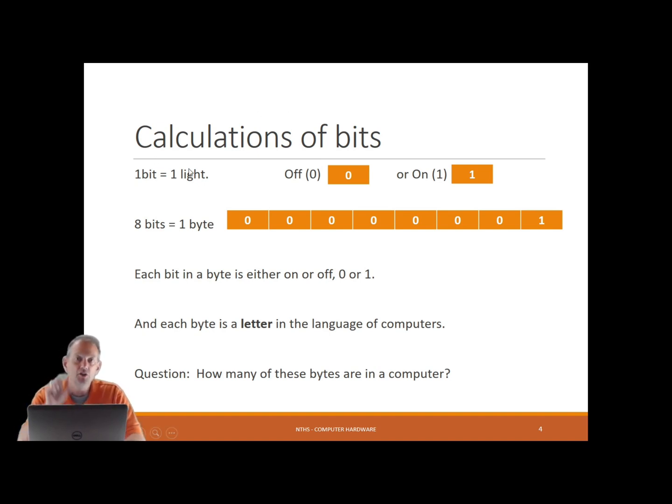So a bit is just one light. 8 bits equals a byte, which is represented by this string of data here. It's 8 lights in a row, 8 spots for data in a row that can either be 0 or 1. So each bit is represented by a 0 off or a 1 on to make up an entire byte. And these bytes you can consider the letters of a computer. The language of computers is all made up of bytes, and each byte of 8 characters represents some kind of a letter. So, how many of these bytes are in a computer?